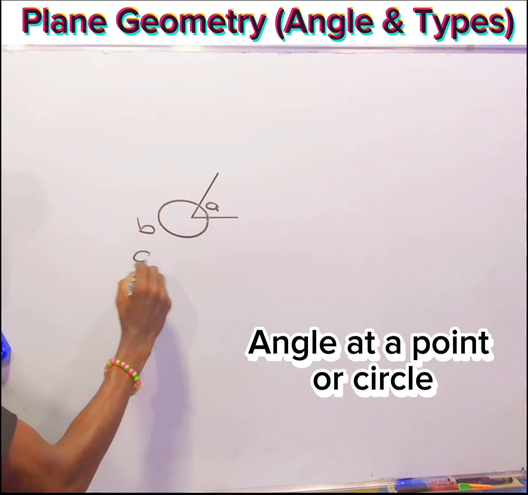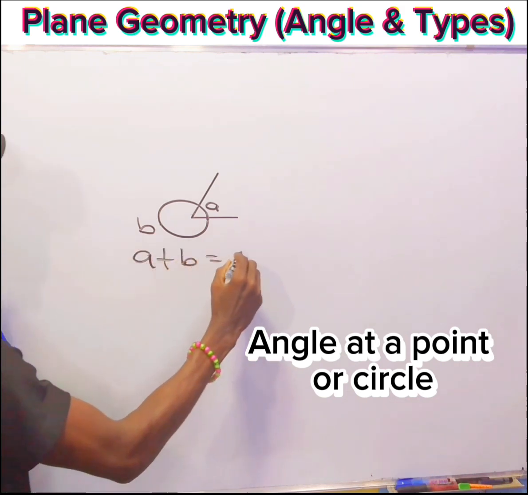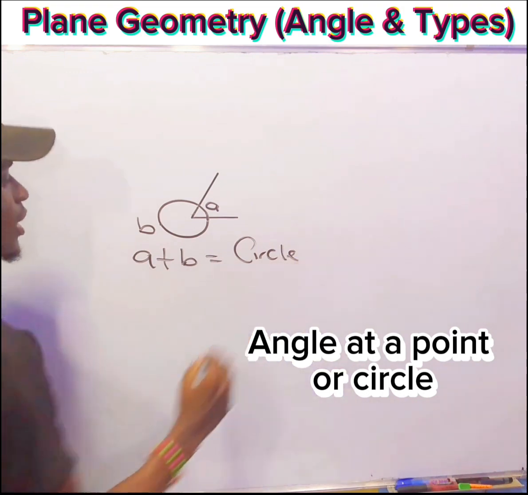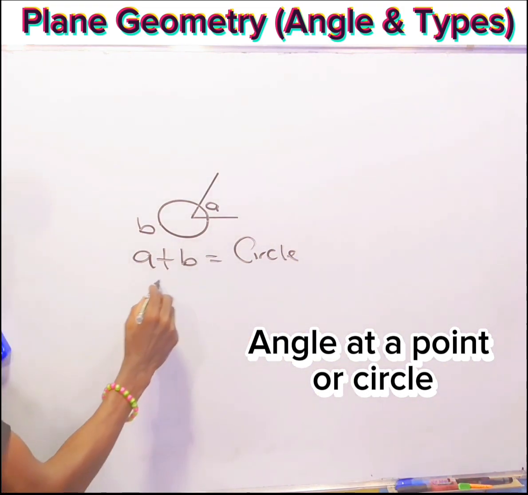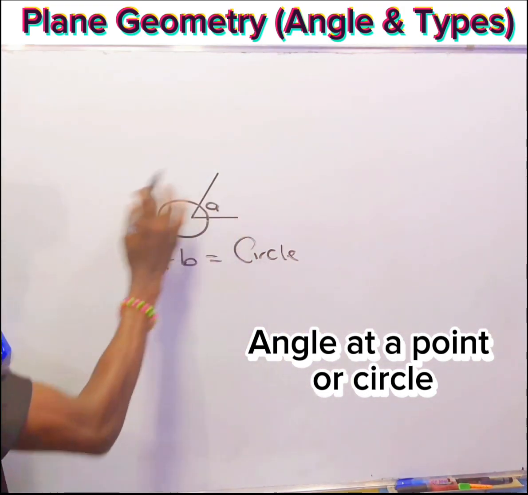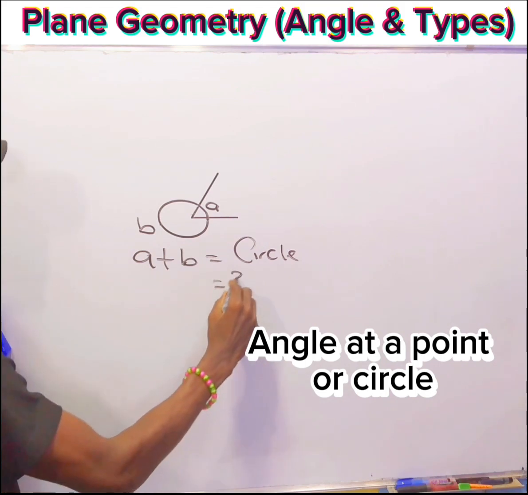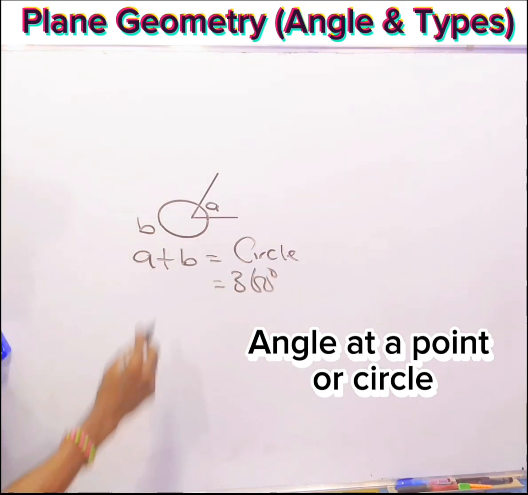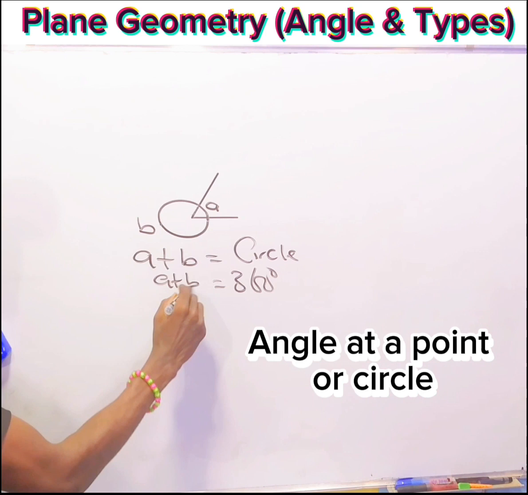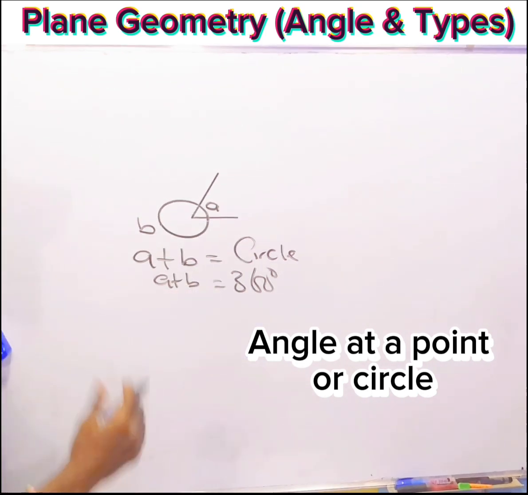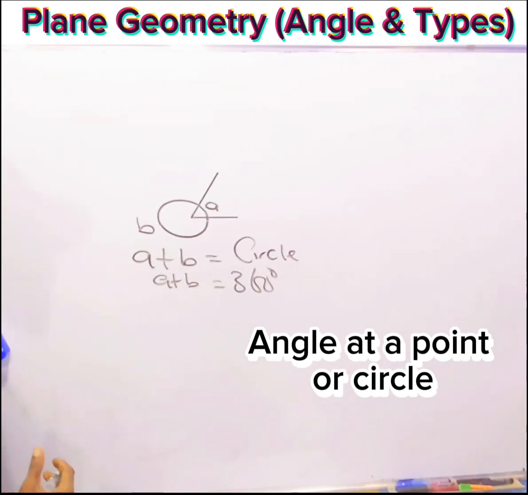Therefore, it means that A plus B is equal to a circle, and hence the sum of angle in a circle is equal to 360 degrees. Whenever we sum up A plus B, we get 360 degrees. So the sum of angle in a circle is 360 degrees. The same thing is applicable to angles at a point. Angles at a point sum up to give us 360 degrees.